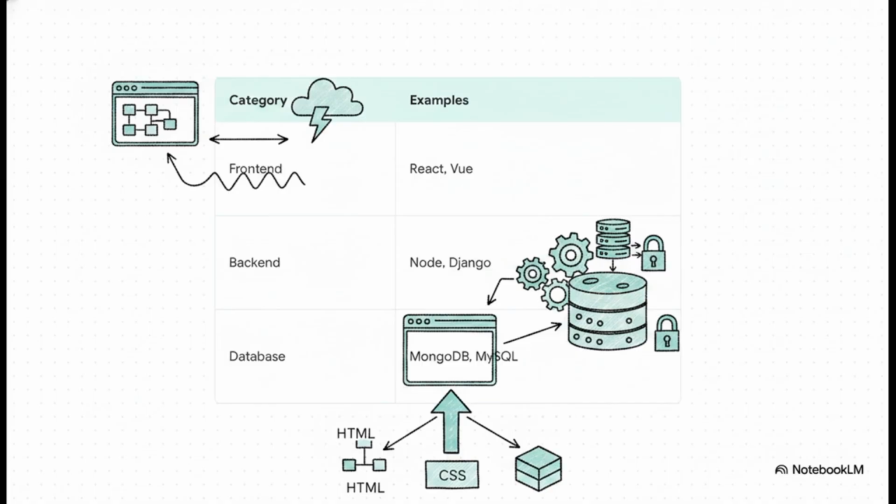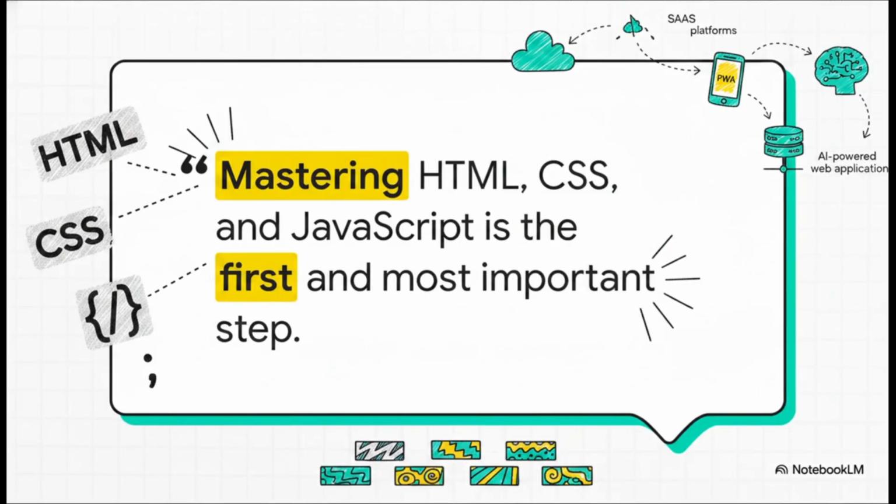But the massive takeaway I want you to have here is this. No matter how complex the framework or the database is, it all eventually comes right back to our 3 fundamental pillars. Mastering HTML, CSS, and JavaScript is the first and most important step toward becoming a professional web developer. This quote really hits the nail on the head and summarizes our entire journey today. Whether you want to build a simple personal portfolio, a complex SaaS platform, or literally the next massive AI-powered web app, these 3 pillars are your absolute non-negotiable foundation.